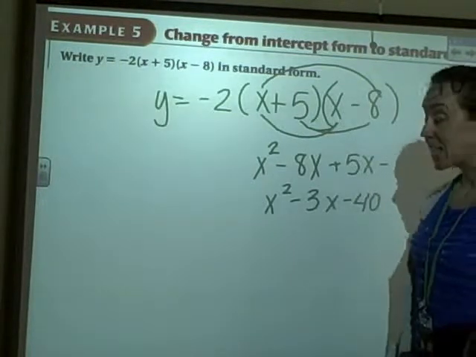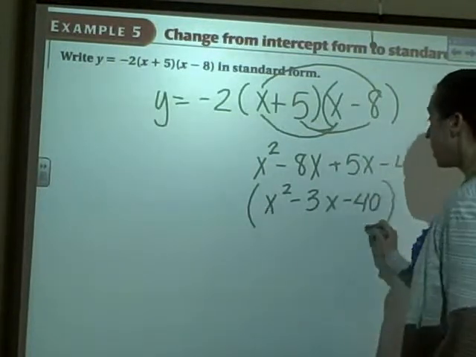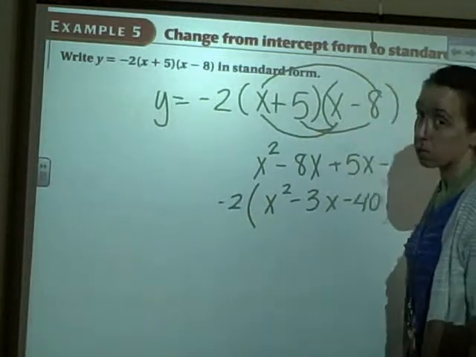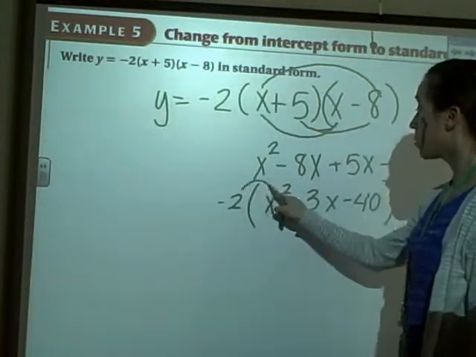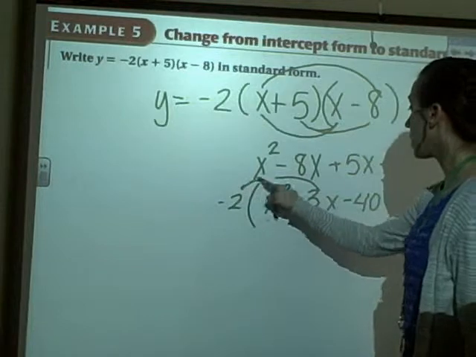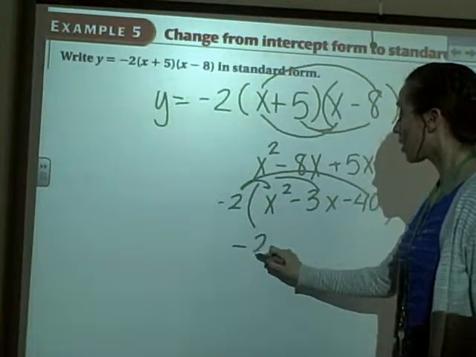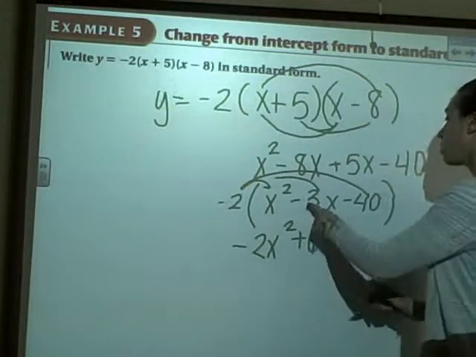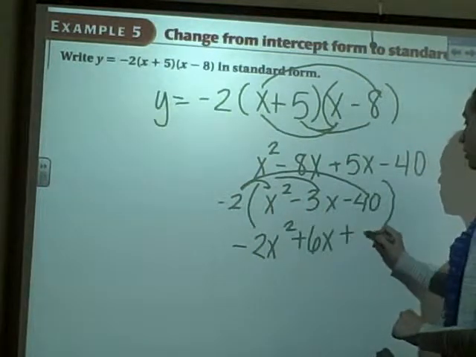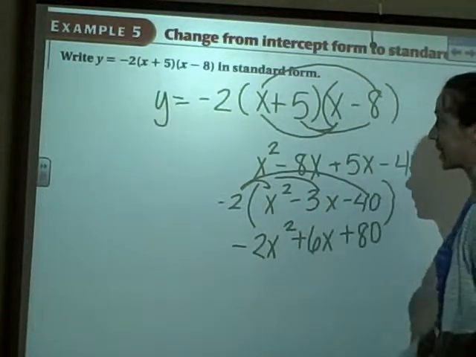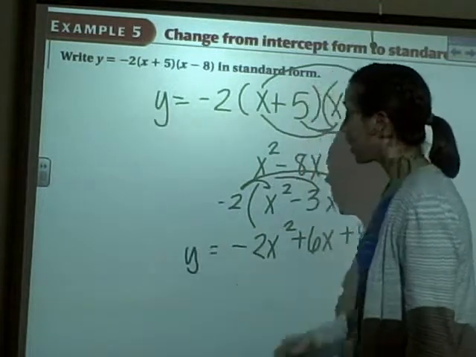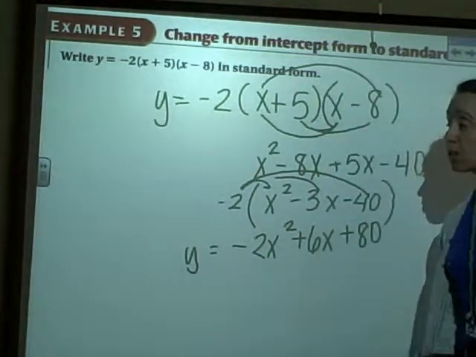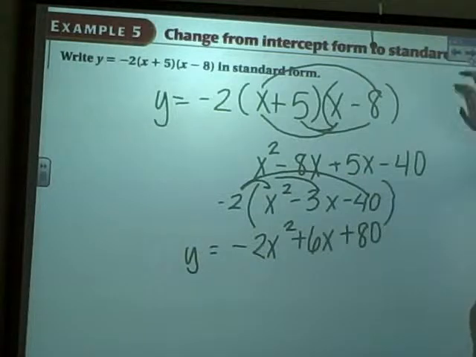The very last thing I need to do is I can't forget about that negative 2 out front. I'm going to distribute the negative 2 to each term. Negative 2x squared plus 6x, watch your negatives, plus 80. That is my intercept form changed into standard form.